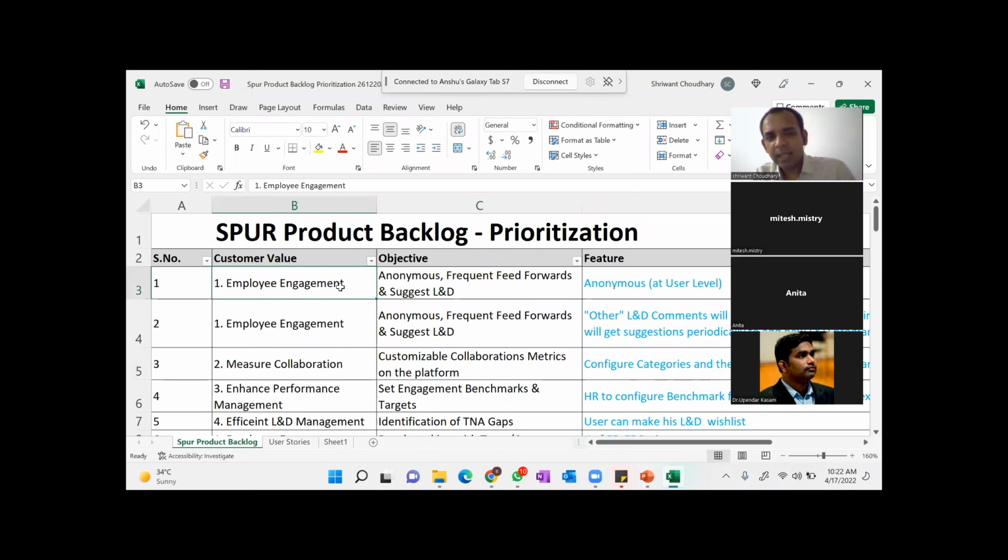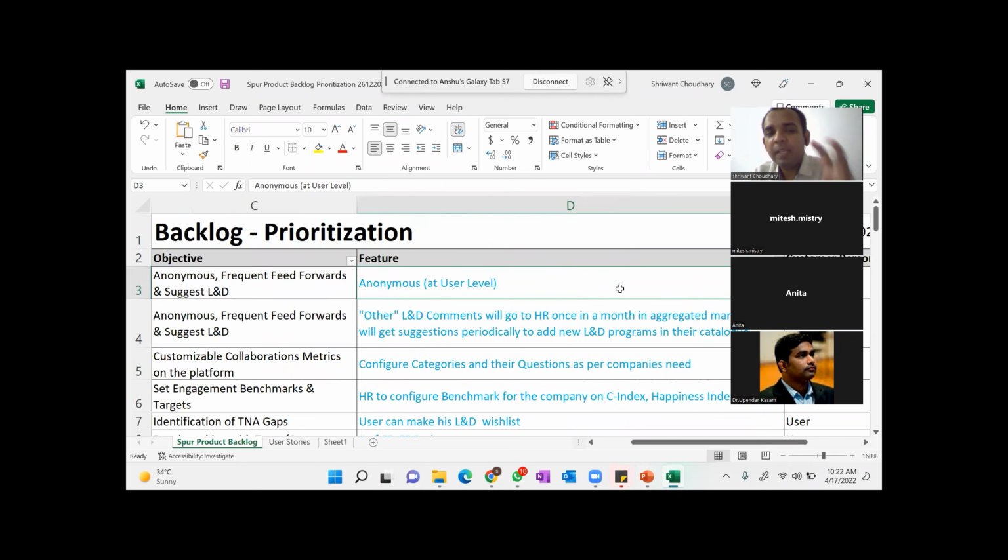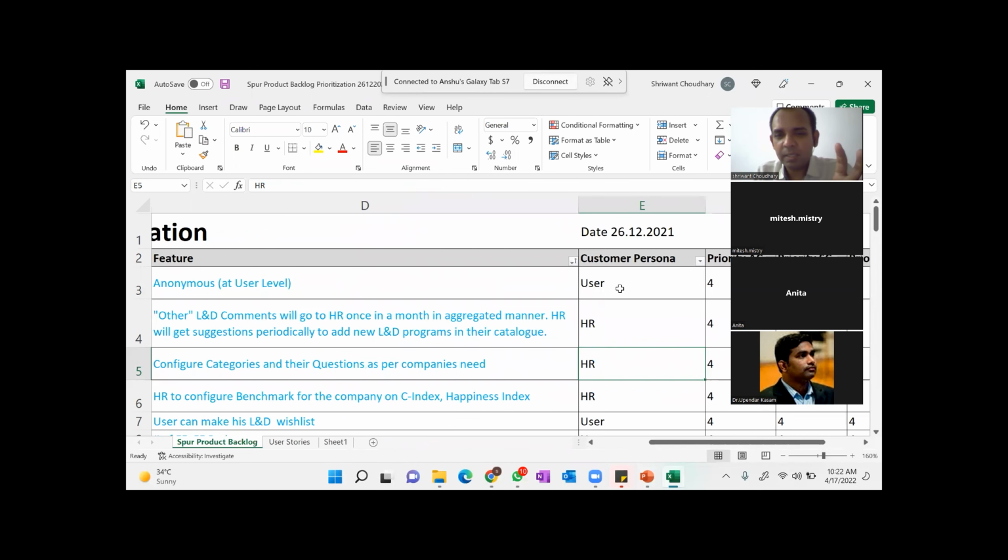Okay. Then this value can be delivered using many features, and one of these is employee engagement. We can attain it if we make this platform anonymous. This is a feature. Anonymity is a feature of this product. Okay. Configure categories and their questions, all those things are features of this product. So from value, we arrived at features.